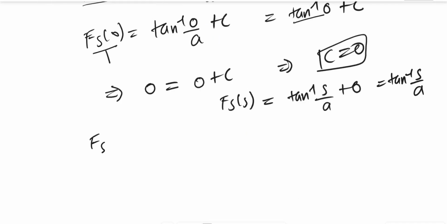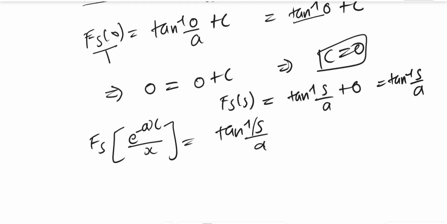That is, the Fourier sine transform of the function e raised to the power minus ax divided by x is equal to tan inverse s divided by a. Hence it is done.